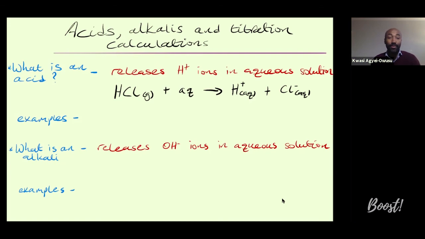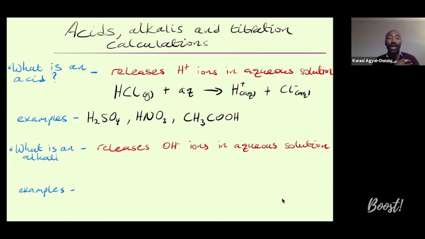So this is a typical example of an acid dissolving in water to release protons, and at AS you do need to learn the formulae of some of the common acids. So for example, HCl, which we've got in this equation. You'll also encounter sulfuric acid, which is H2SO4, and you'd also be required to know the formula of nitric acid. And these are all examples of strong acids. And as an example of a weak acid, we've got ethanoic acid, which is CH3COOH, as shown here. So these are all examples of acids that you're required to know at AS on the OCR course.